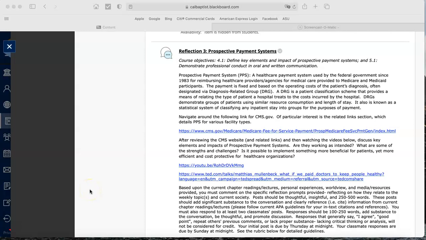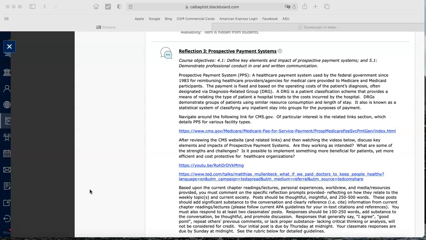Your assignment this week is a reflection on the prospective payment systems. Prospective payment system, or PPS, is the healthcare payment system that's used by the federal government for reimbursing healthcare providers or agencies for medical care that is provided to Medicare and Medicaid participants. The payment's fixed and based on the operating costs of the patient's diagnosis, which is all wrapped up in a diagnosis-related group code. It's a DRG.